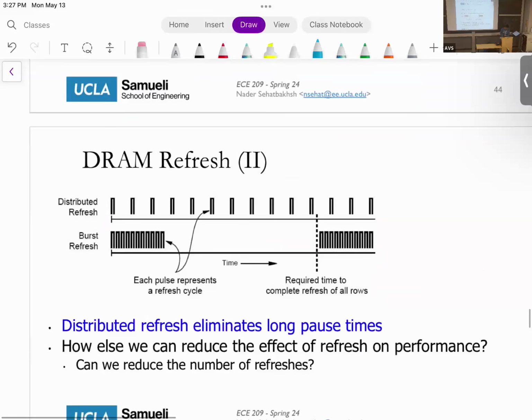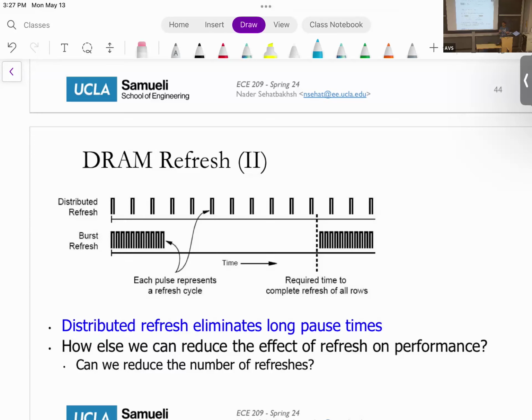So this is the difference between distributed and bursty refresh. The bursty one causes a long pause, but it gives you a long period of just scheduling without worrying about the refresh. Versus the distributed one, which occasionally refreshes the system, so you have to dance around it. Both you can do.